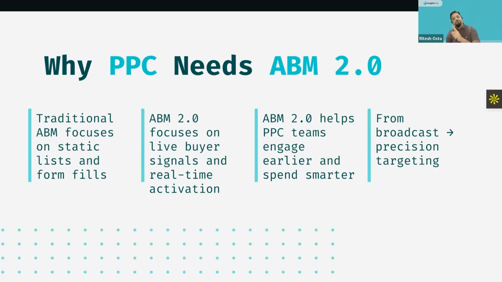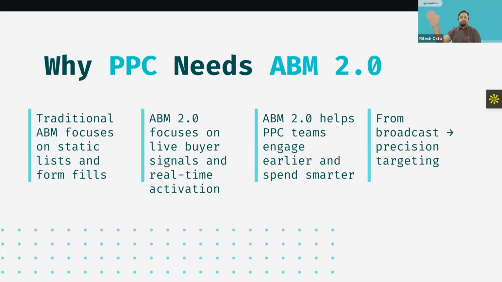ABM 2.0 helps the PPC team engage earlier and spend smarter. That means if you can understand the signal, if somebody has just taken a Salesforce implementation, and you know early on, as compared to your competitors, you can reach out to them saying, hey, you have implemented Salesforce, good for you. We have an HR software which is absolutely compatible with Salesforce, and it is built on top of Salesforce, or it is built for the Salesforce audience. So you can reach out to your customers early on with ads like LinkedIn ads or Google ads or whatever, and you do precise targeting, right? And spend smart. So the idea is to go from broad match to precision targeting.